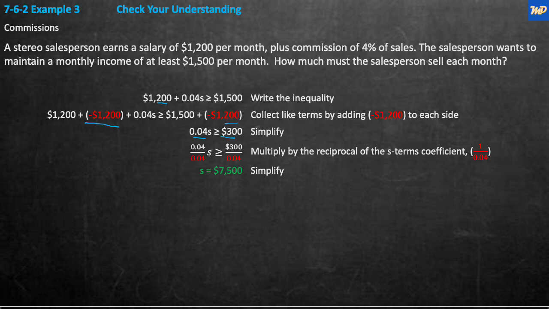So this person is going to make $1,200 a month no matter what, and then the sales is going to bring them up to $1,500. Excuse me, that's the $7,500 they have to sell in order to bring them up to the $1,500. Sorry for misspeaking that.